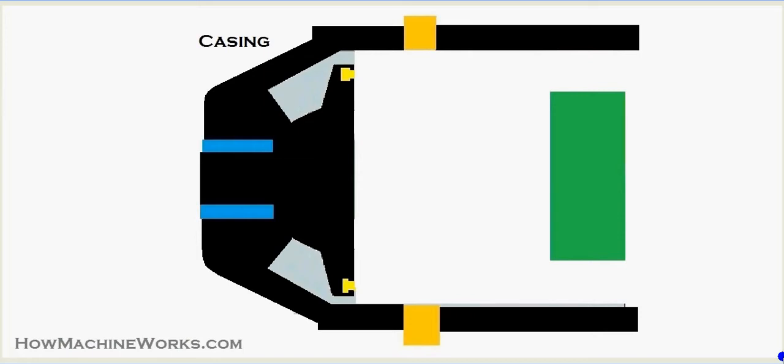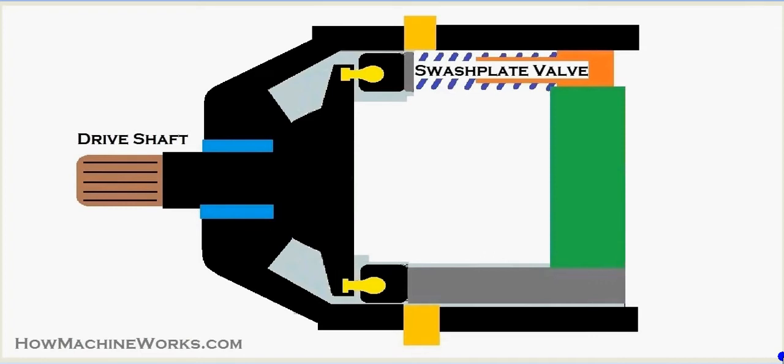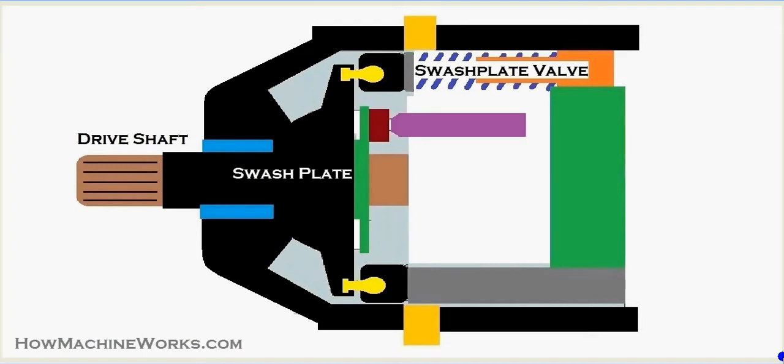Here this is the casing of the piston pump. That's our drive shaft, which is actually giving the drive to the pump. There we have the swash plate adjusting valves. Then we have the swash plate itself over there in green. Then comes the pistons, which actually reciprocate inside the swash plate.